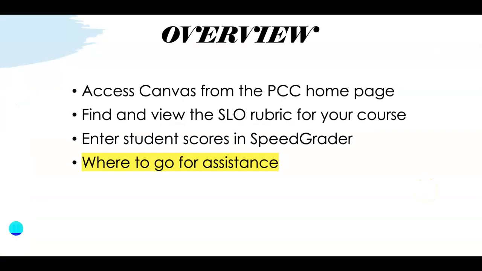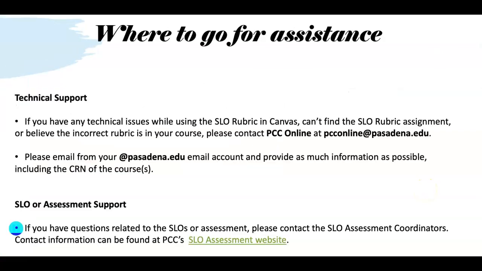Finally, where can you go for assistance? If you need help with technical issues, such as the rubric is not where I just showed you it would be, or the SLOs are not correct, please contact PCC online at the email address given here. Make sure you send your message from your Pasadena email account and include as much course information as possible so they can help you. On the other hand, if you have questions about the assessment itself, please contact the SLO assessment coordinators. The contact information can be found at PCC's SLO assessment website.